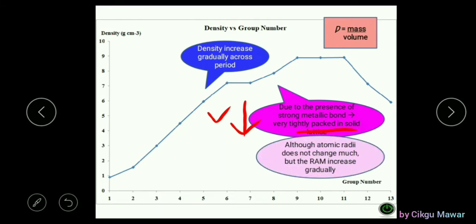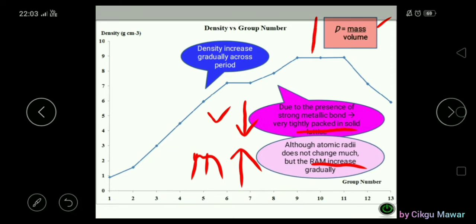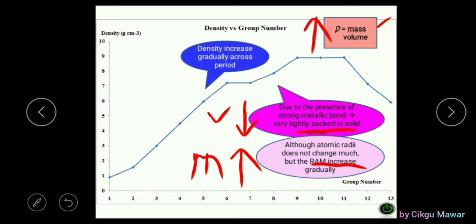Next, although the atomic radius does not change much, the RAM, which is relative atomic mass, increases gradually across the period. Because of this increase, the mass will increase across the period. So that's why density increases across the period.